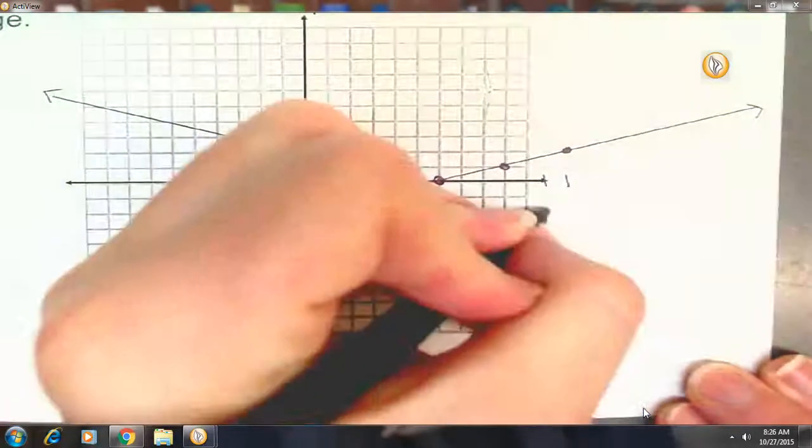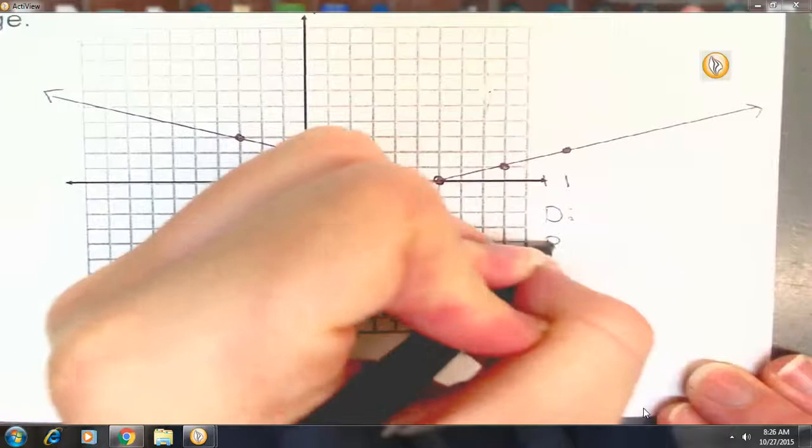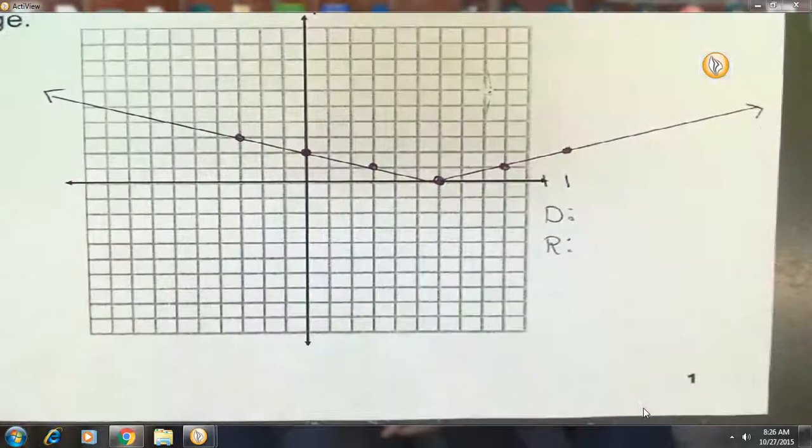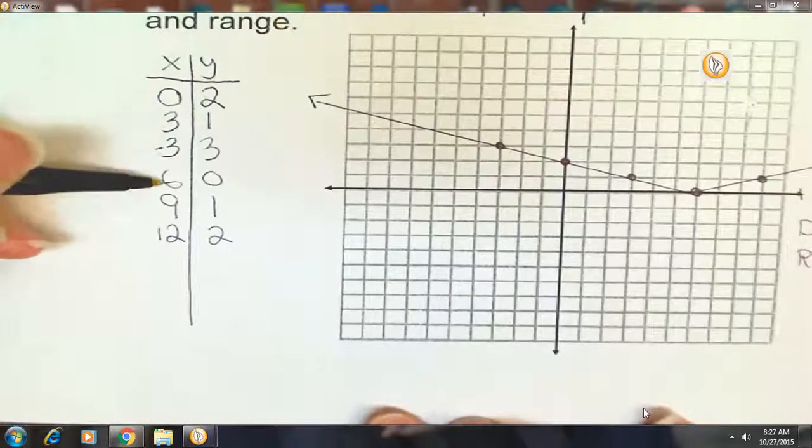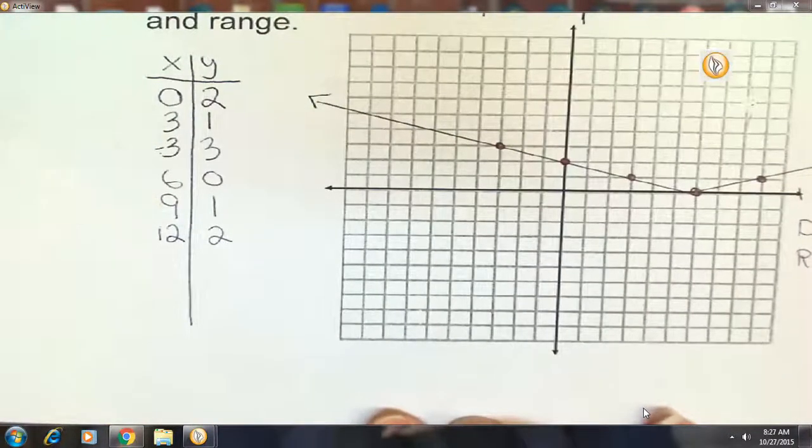Okay, the next thing I want to do is find the domain and the range. Remember, domain is your input. Those are the numbers you can put into your T-chart. Well, I picked 0, 3, -3, 6, 9, 12. Those are my domain values, but I could have picked a lot more numbers, couldn't I? In fact, I could have put anything I wanted in for x.